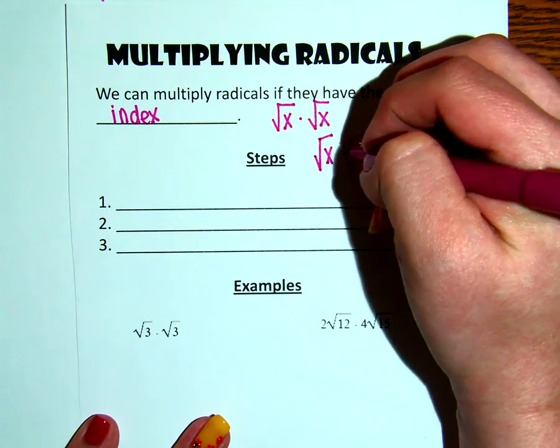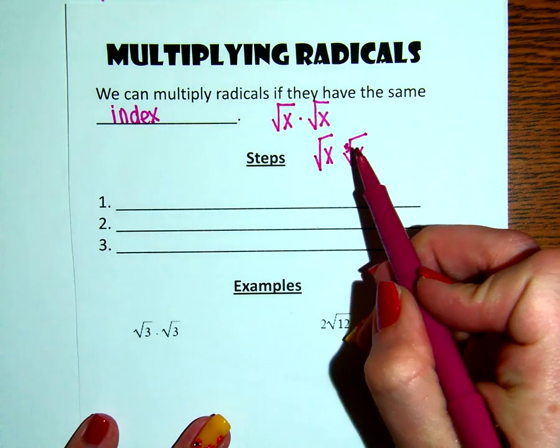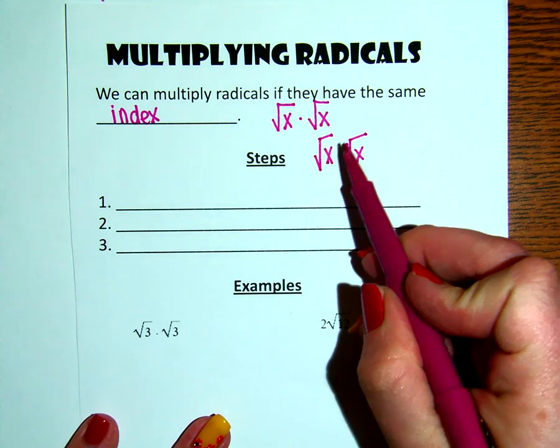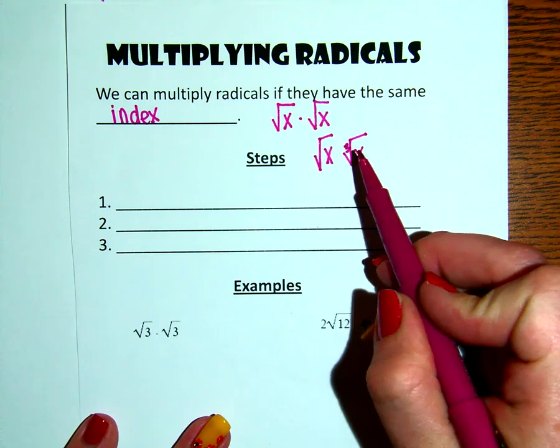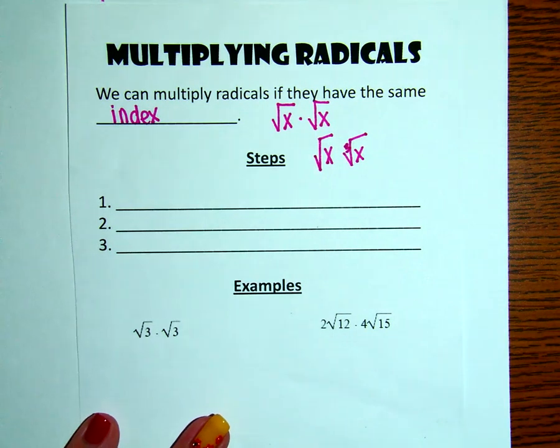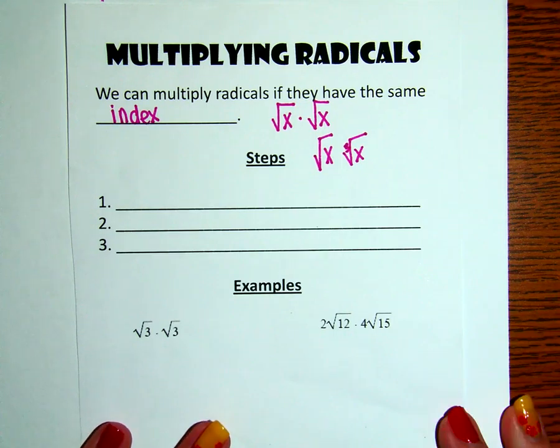However, if I had something that looked like this, where I have two different values, and that's supposed to be a 3, if I have two different values as my index, I would not be able to multiply these. That would be as simplified as that could get. But you're not going to approach any problems that have different indexes. I just want you to be aware that that's a rule that we have with radicals.